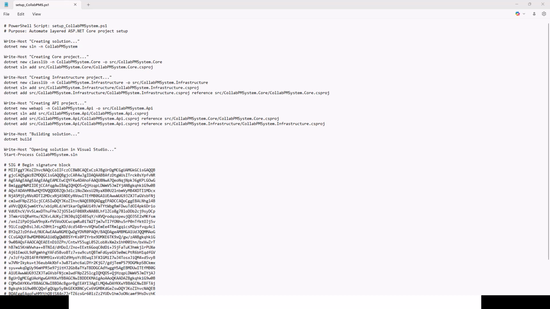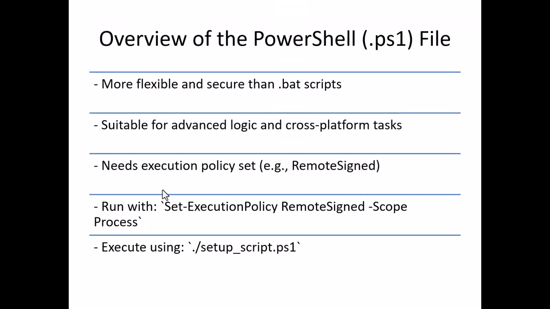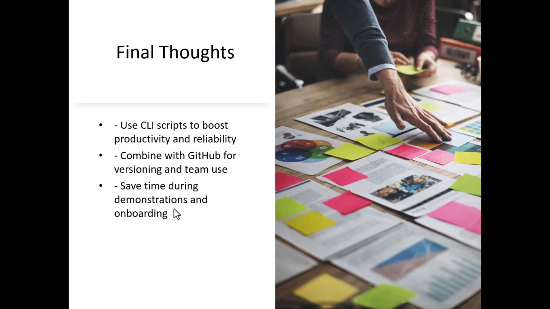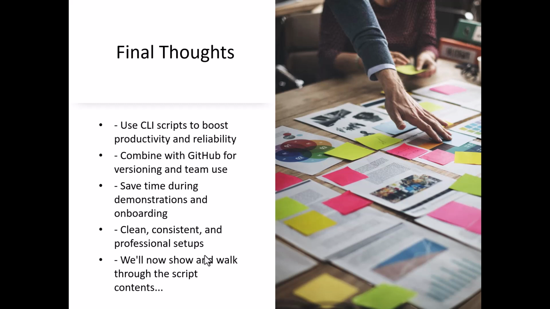Okay, so let's see what comes next. Just final thoughts. Use CLI scripts to boost productivity and reliability, and combine with GitHub for versioning and team use. You can put these scripts in the Visual Studio for team use, and save time during demonstrations and onboarding, with clean, consistent, and professional setups. Okay, so I have already walked through the script contents.